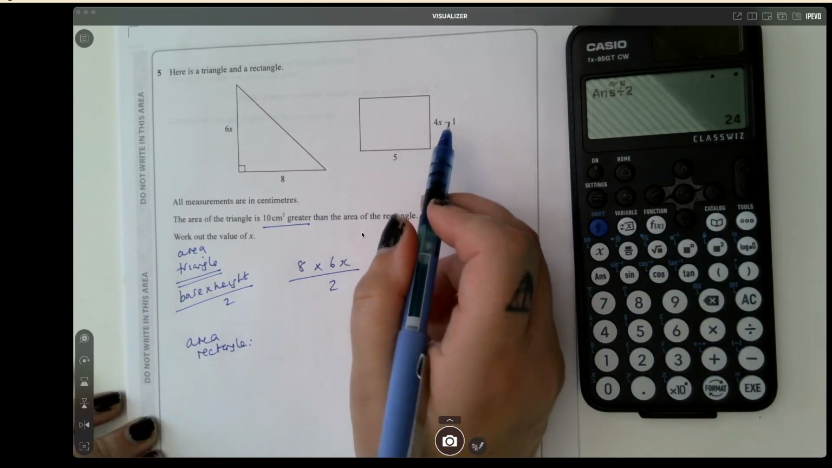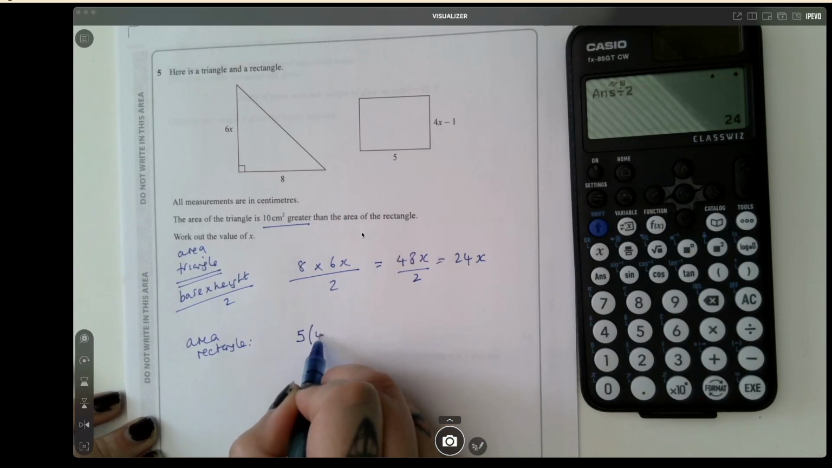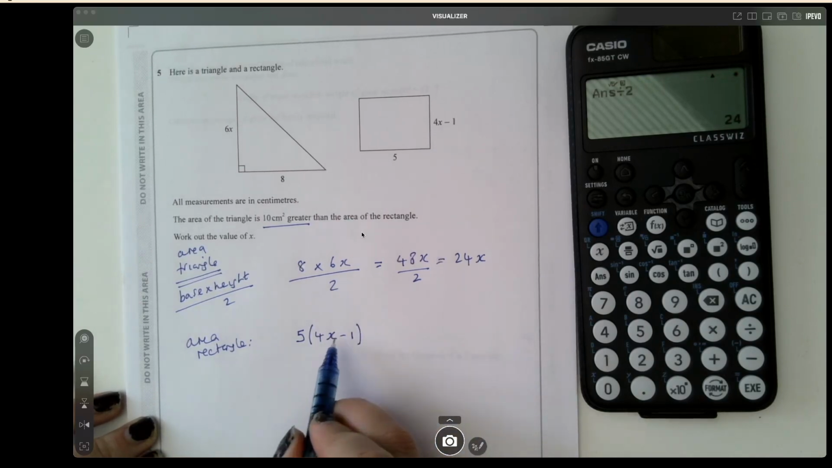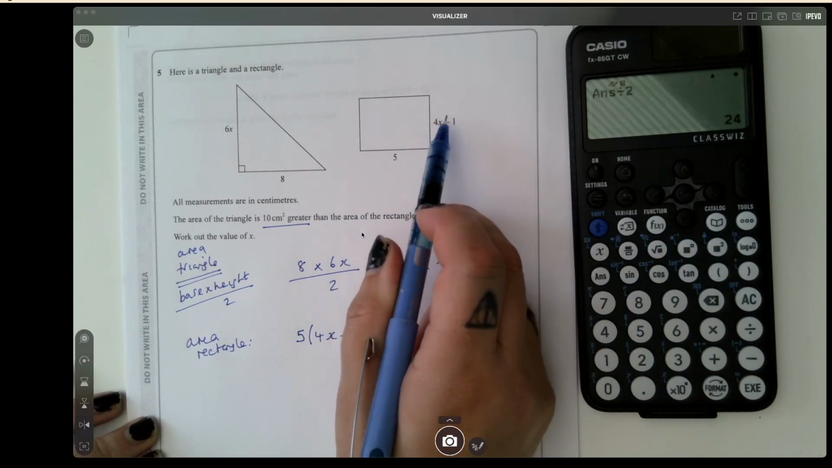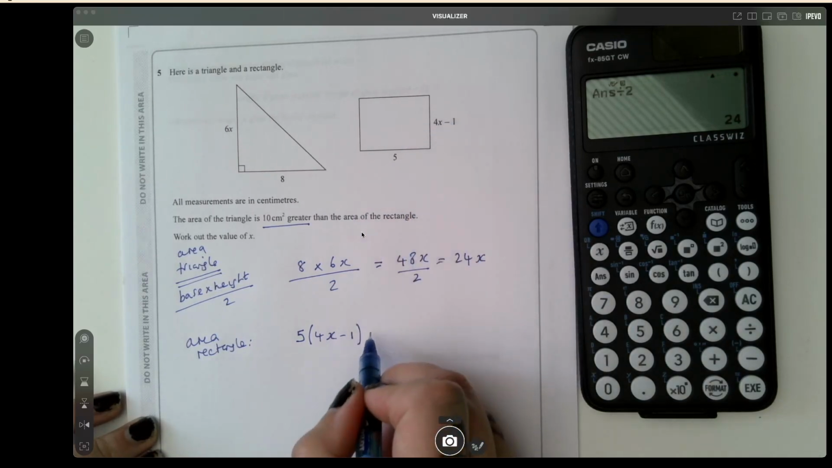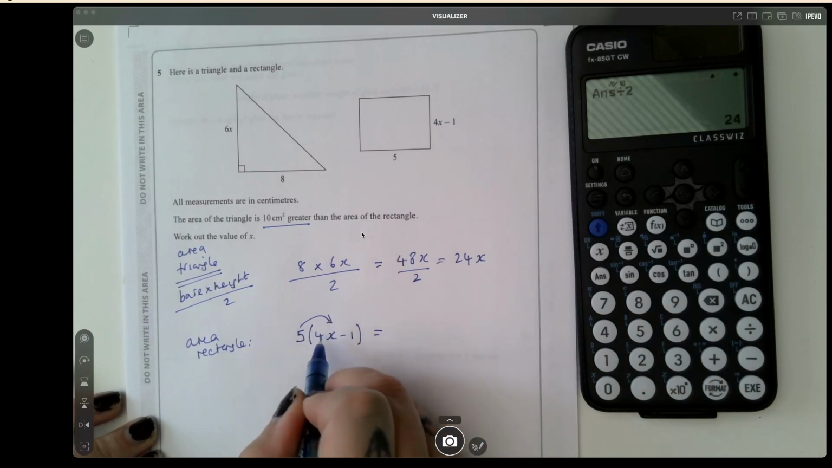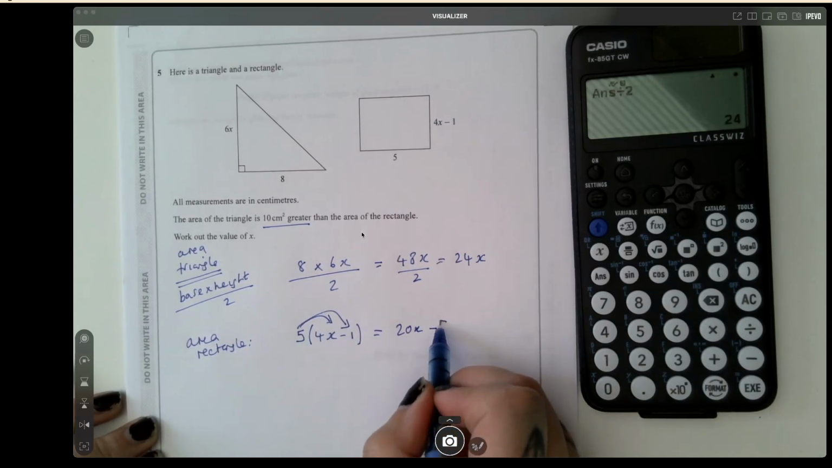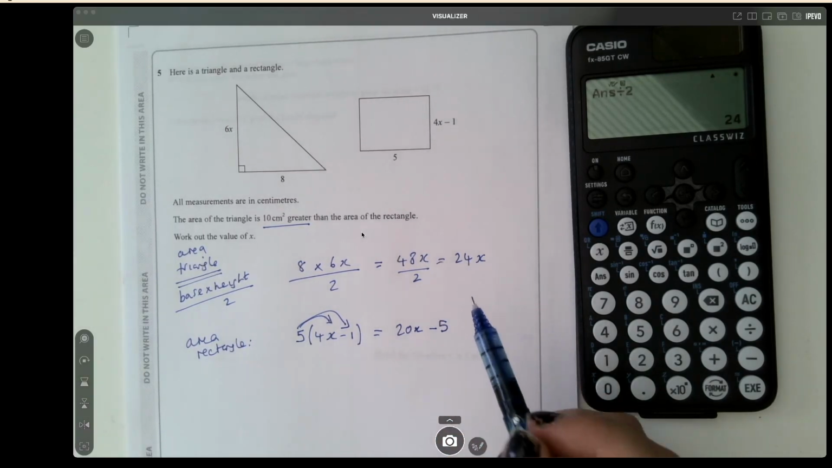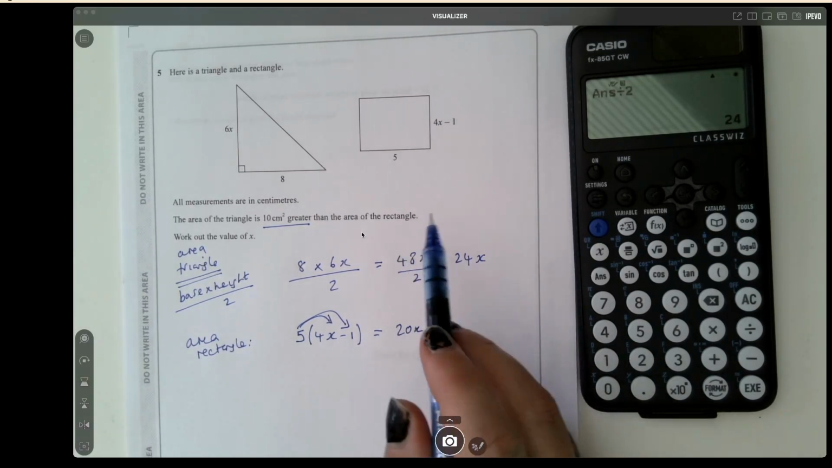So let's do the rectangle. So we would do length times width. So we would do 5 times 4x subtract 1. These brackets are important because it's 5 times everything in this expression here. So if I expand those brackets, 5 times 4x is 20x, and then 5 times -1 is -5. So we've got an expression for the area of both of those shapes.